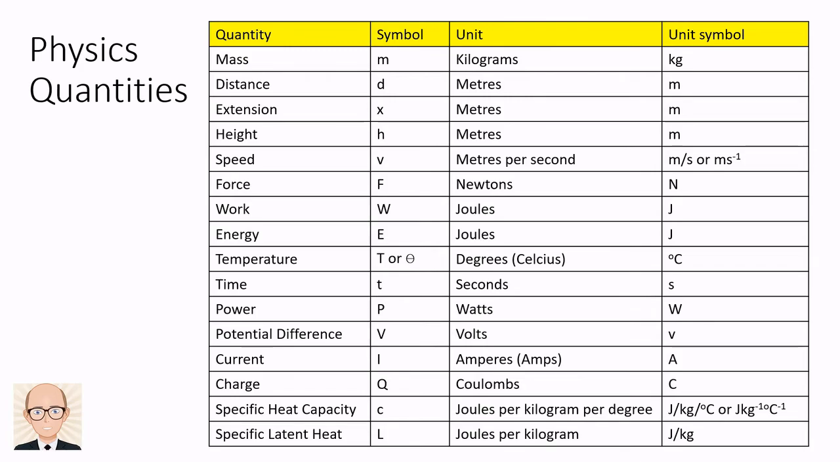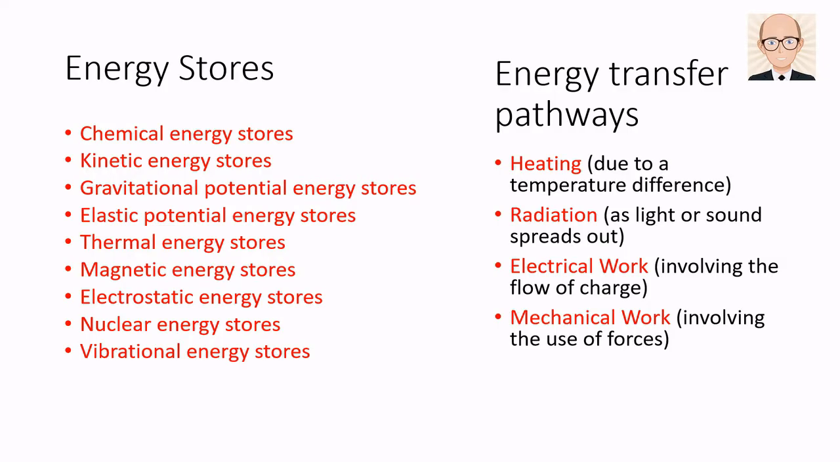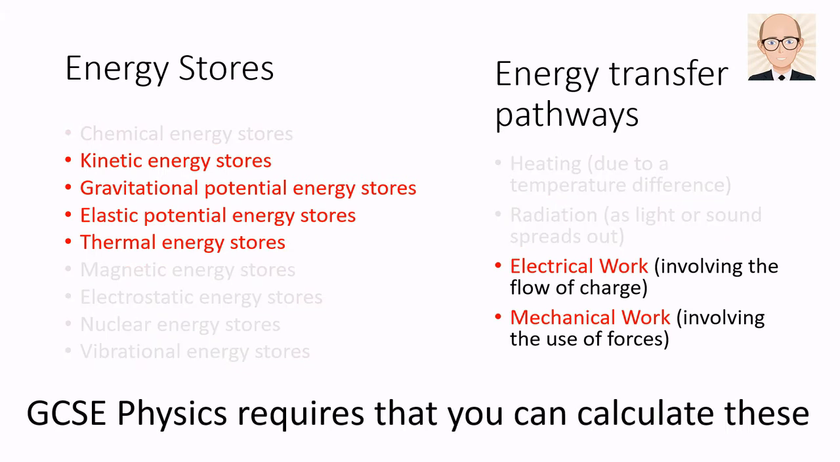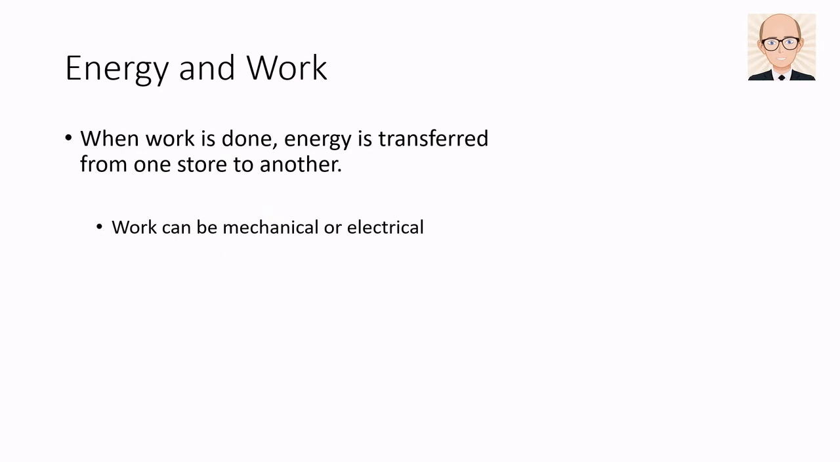Those of you who have watched the first video in this energy series will have seen this list before. It shows all of the 9 energy stores and the 4 energy transfer pathways. GCSE Physics requires that you can calculate the 4 stores of kinetic, gravitational potential, elastic potential and thermal, along with 2 of the transfer pathways, electrical and mechanical work. Let's look at the transfer pathways first.